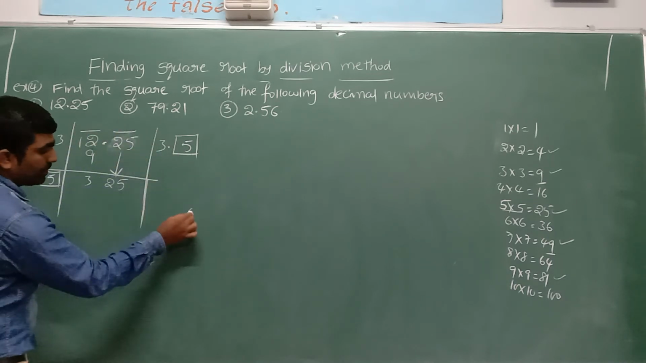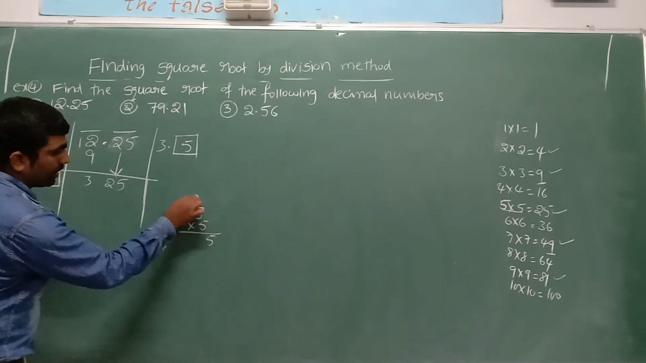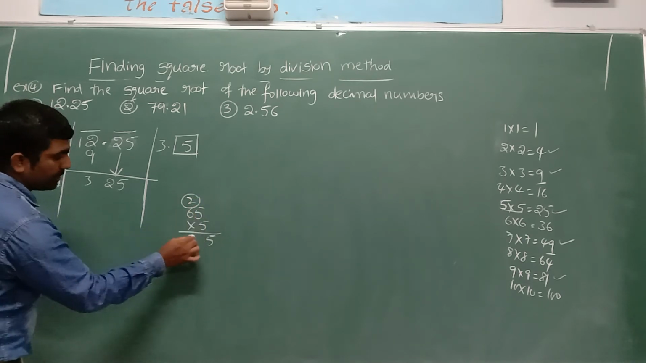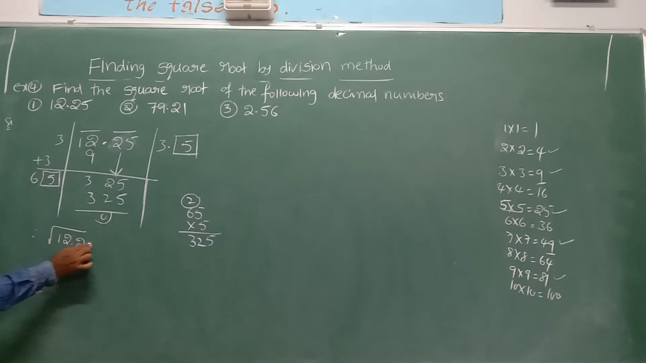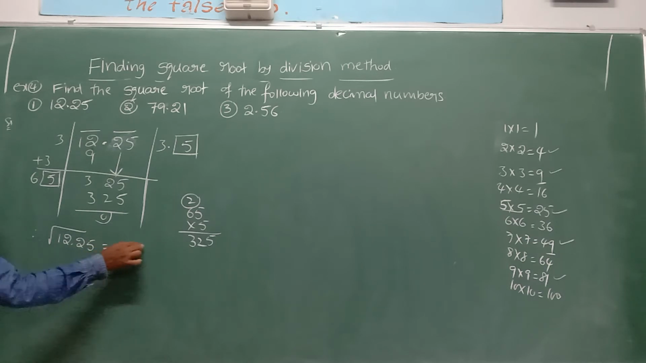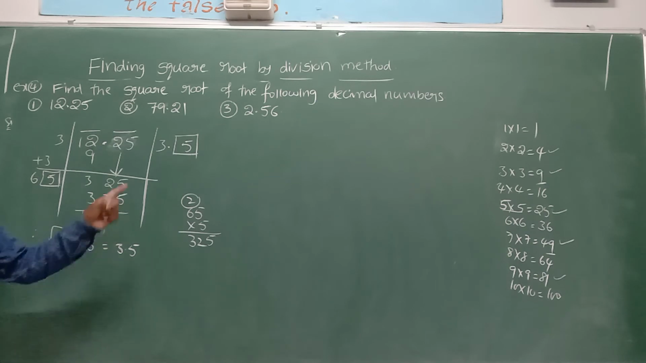65 into 5 we will multiply now. 5 fives are 25. 5 to carry. 5 sixes are 30. 30 plus 2 is 32. Which gives exactly 325. 65 into 5 is 325. So 325 minus 325, the remainder is 0. So now we can write: the square root of 12.25 is equal to how much now? 3.5. You can multiply 3.5 by itself, which gives 12.25 only. Then we go for the next example.